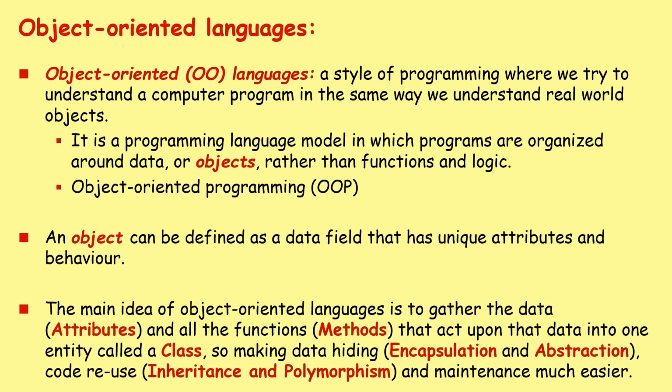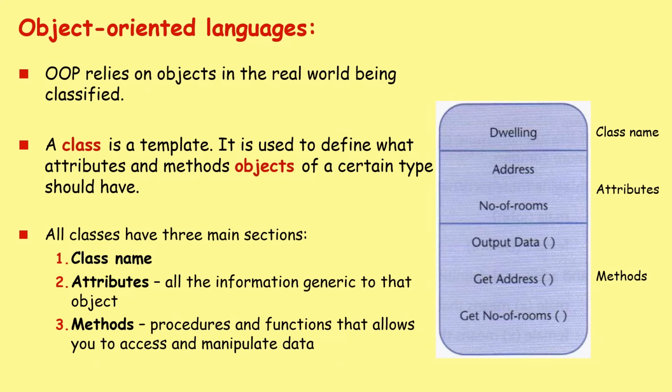The main idea for object-oriented languages is to gather the data, what we call attributes, and all the functions, methods, that act upon that data into one entity called a class. So making data hiding, through encapsulation and abstraction, code reuse, through inheritance and polymorphism, and maintenance much easier. Object-oriented programming, OOP, relies on objects in the real world being classified. Now remember, a class is just a template, a cookie cutter. It is used to define what attributes and methods objects of a certain type should have.